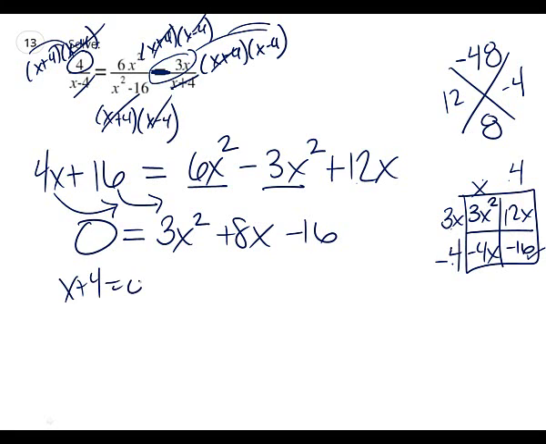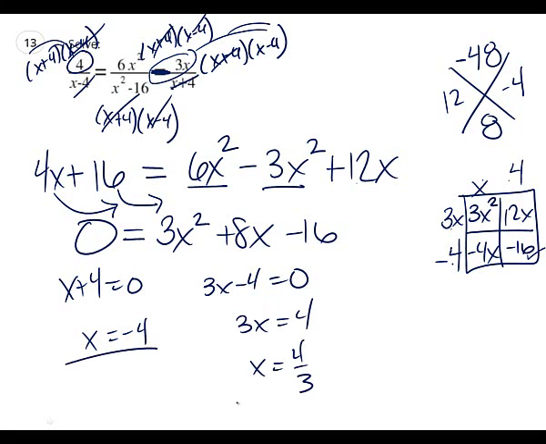So x plus 4 equals 0, and 3x minus 4 equals 0. What are we going to do to move this 4? Subtract it. What are we going to do to move this 4? Add it. And what do we do with the 3? Divide it.